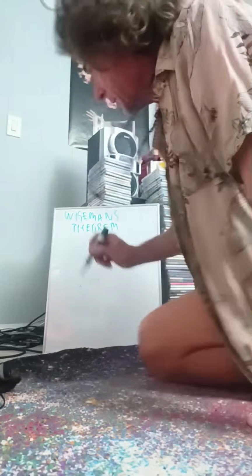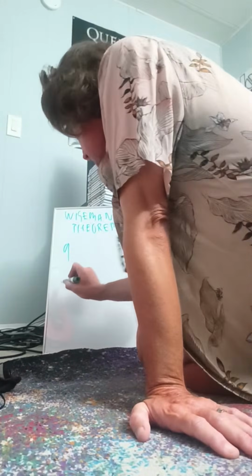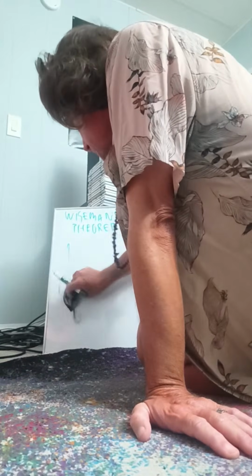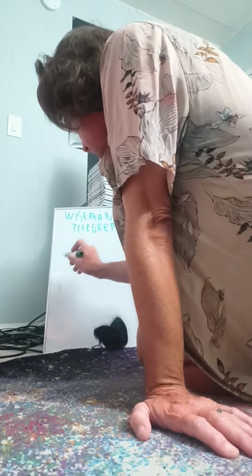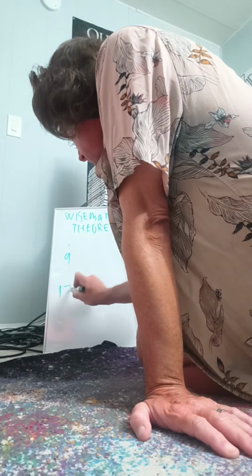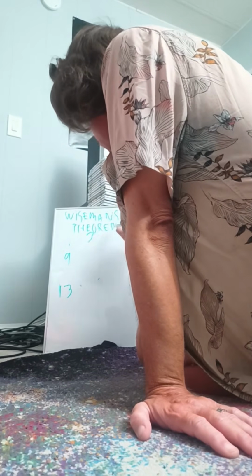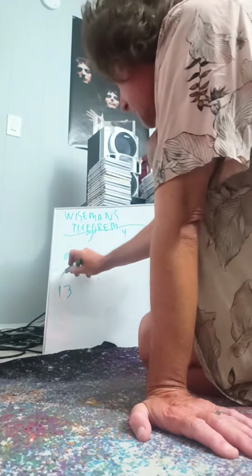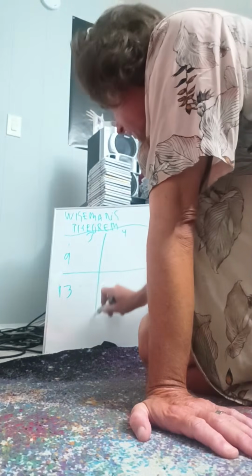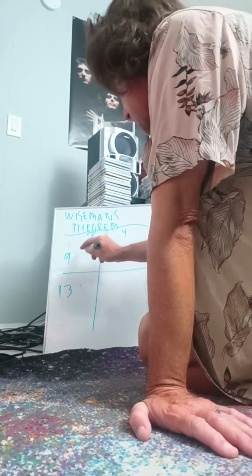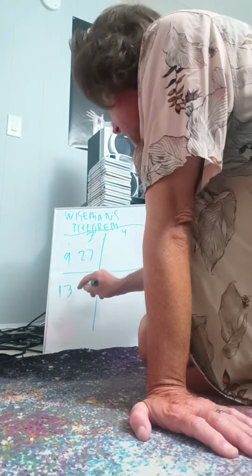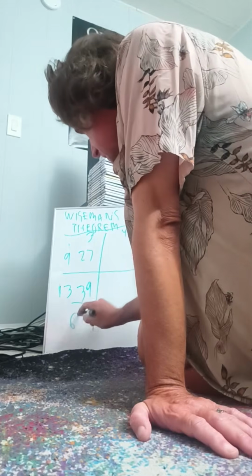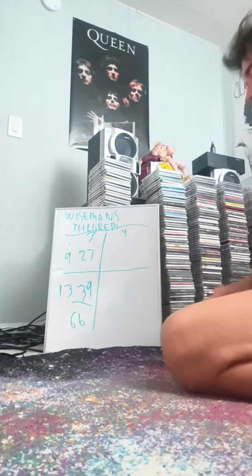So take those two numbers, 9 and 13. Let me do it a little better so I have room to write up here. 9 and 13. Up here I'm going to write 3 and 4. So I have 3 and 4 and 9 and 13. Those are the parameters. What's 9 times 3? 27. What's 13 times 3? 39. Well, what does that add to? 66.